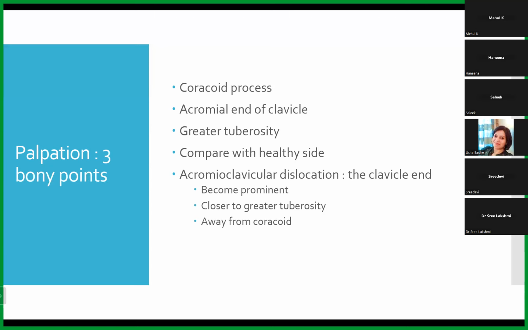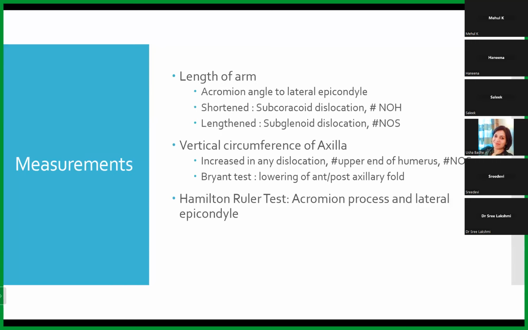Similarly, one more bony point relation that is relevant in the shoulder is the 3-point bony relation of the coracoid process, the acromial end of the clavicle, and the greater tuberosity. What we should be doing is comparing with the healthy side. If both sides are equal, more or less it will be normal. But suppose we have an acromioclavicular dislocation, then the end of the clavicle will become more prominent and come closer to the greater tuberosity and away from the coracoid process. So these things are suggestive of acromioclavicular joint dislocation. So this was all about palpation. We have gone through inspection and general palpation of major bones.